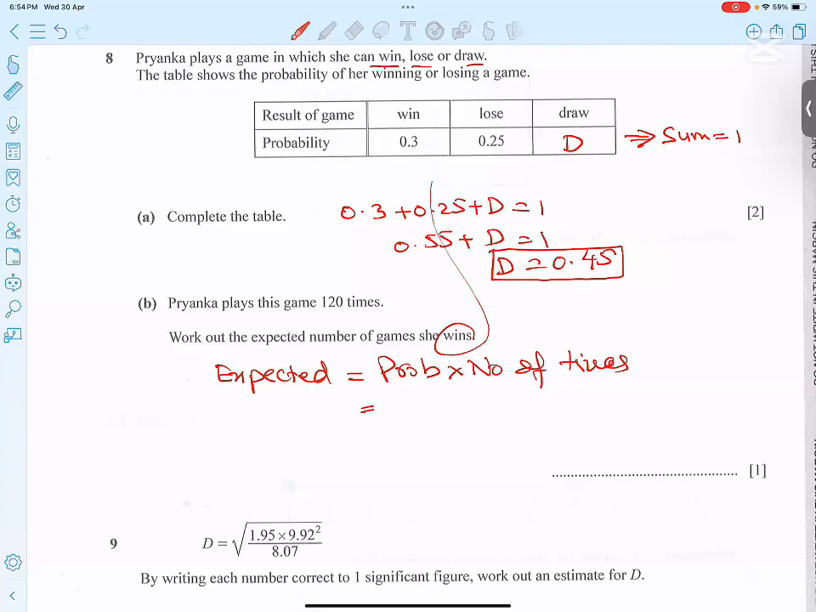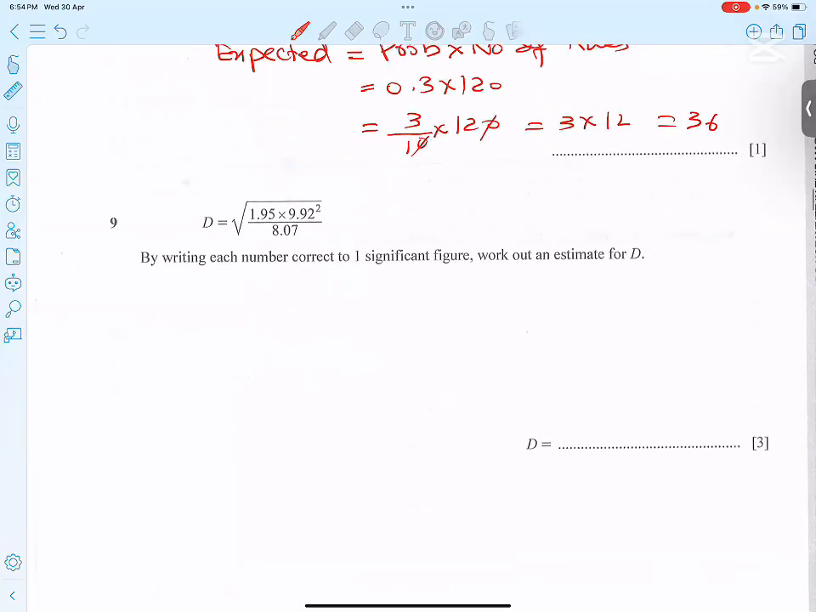The probability of winning is 0.3. So 0.3 times the number of times, 120. Basically, to remove three decimals, for this I write 0 for the decimal and I write 1. I get 10. And in 120 over 10, the zeros cancel, and 3 times 12 will give us 36. And I hope the point is very clear. Let's talk about the next question.